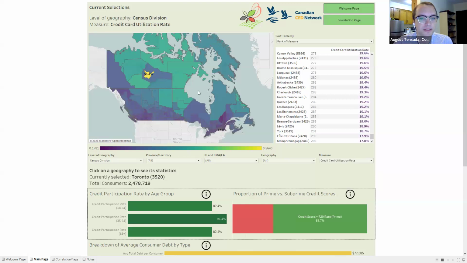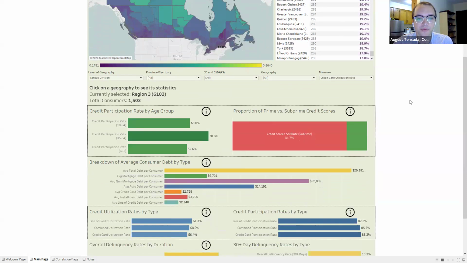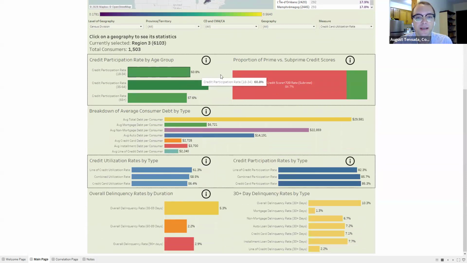So let's click on region number 3 because it's been interesting. We can see that they have a lower credit participation rate than Toronto did. Toronto had 82%, and they have 60% for their age 18 to 34 bracket. Similar trends where their middle age group has the highest. But you can see their credit score is really not great. And then high utilization rates across their line of credit and credit cards, high participation rates.